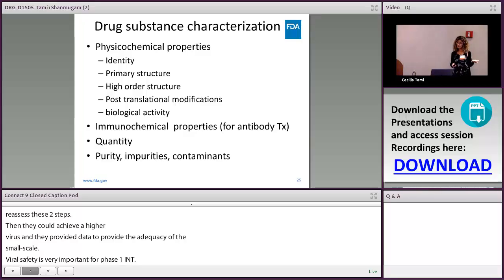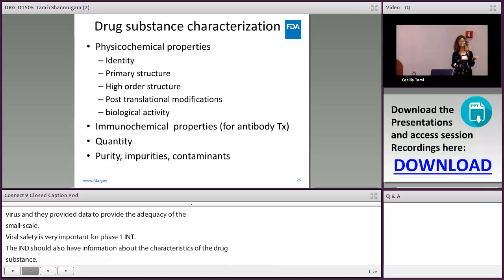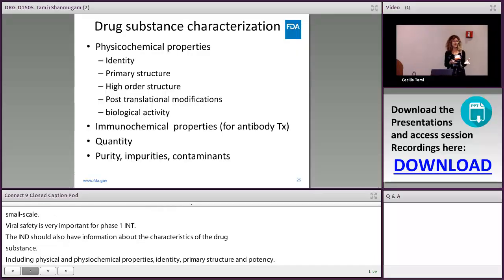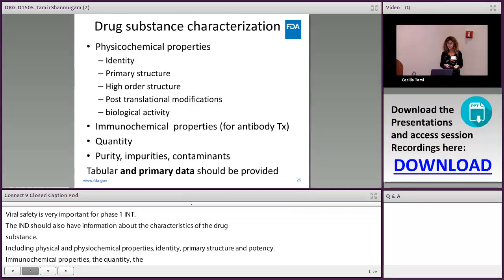immunochemical properties, quantity, purity, impurities, contaminants. We need to understand what is the purity and the profile of your product, and what are those impurities, whether they are process-related or product-related.